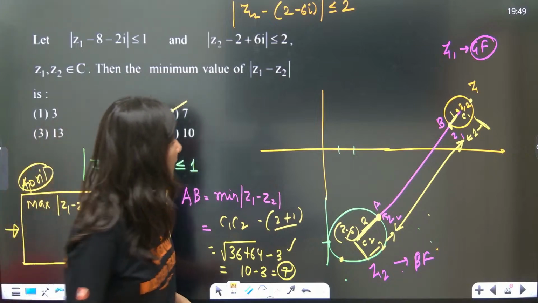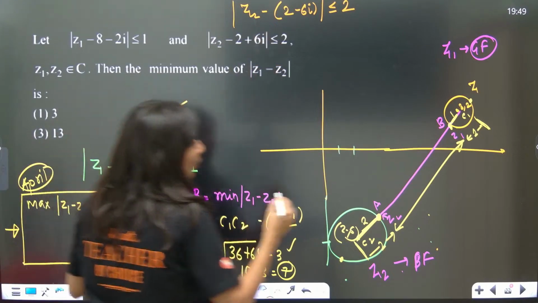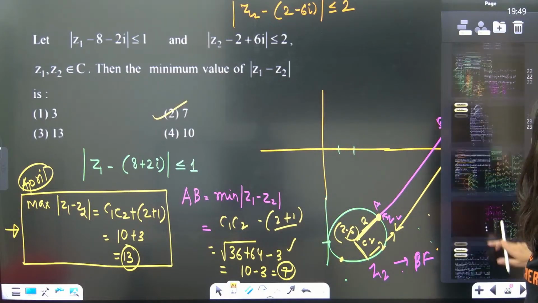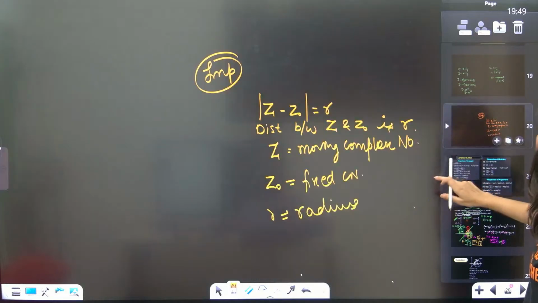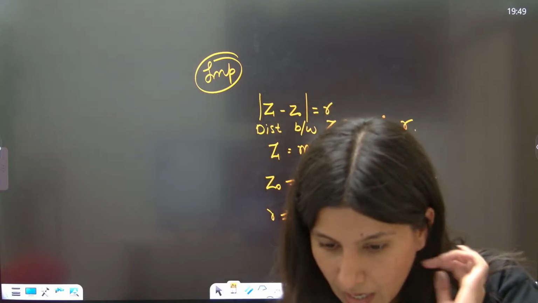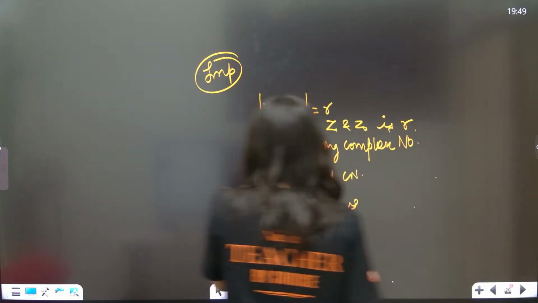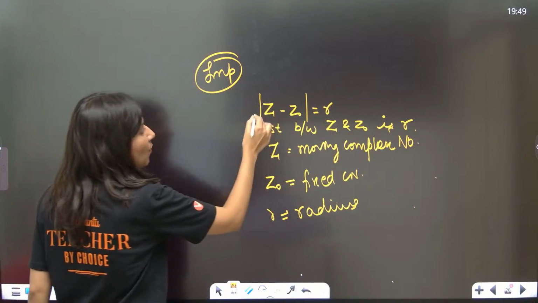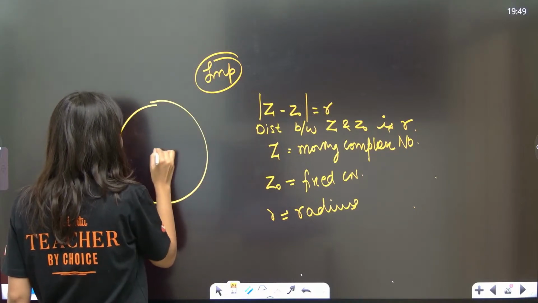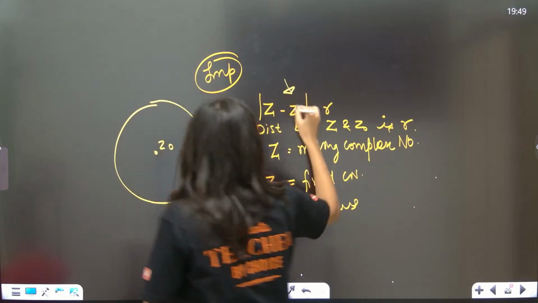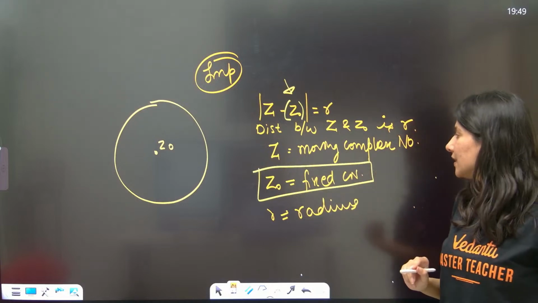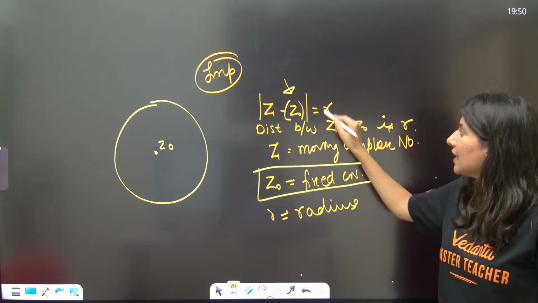How did you find the center, ma'am? The center is this only, no? I told you. You were not listening when I was teaching you. Why do you do that? See, I told you. Can you see? I told you that whenever you see mod z minus z1 equals r, this is nothing but a circle with center z0. So z0 is a fixed point, the fixed center. Z is moving and the radius is this.